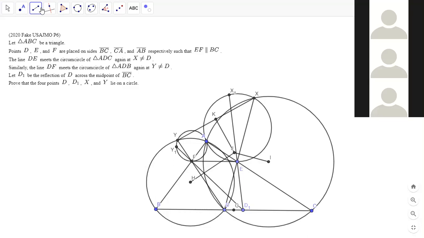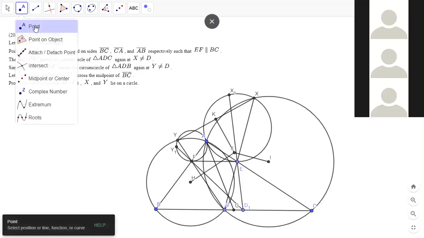So AG's tangent to both those circles. Interesting. I like it. And once we know that, and okay. So AG's tangent to both circles. How do you know that it's tangent?